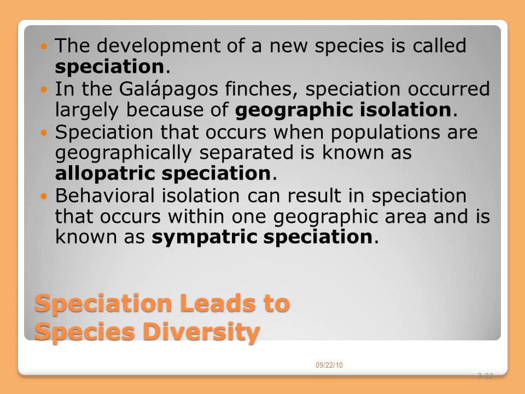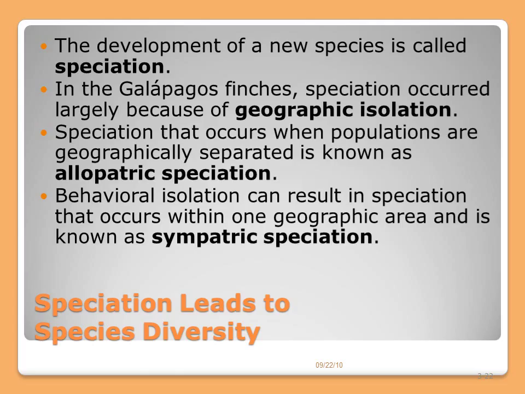If you look at the development of a new species, they call that speciation. In the Galapagos Islands that we talked about earlier, Darwin did a lot of studies on finches, and other people have done a lot of studies on finches, and a lot of the speciation, or the changes that occurred in these finches, occurred because of geographic isolation. So they were so isolated from other finches that if a few changes occurred, it wasn't like the animals bred together and those changes blended back in.